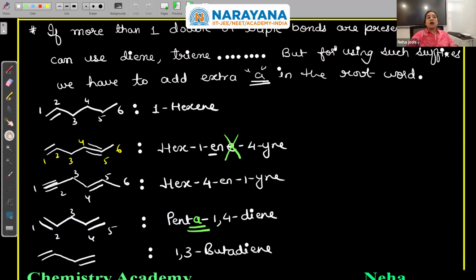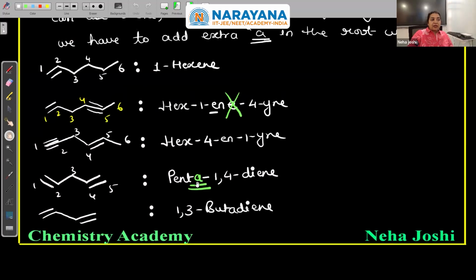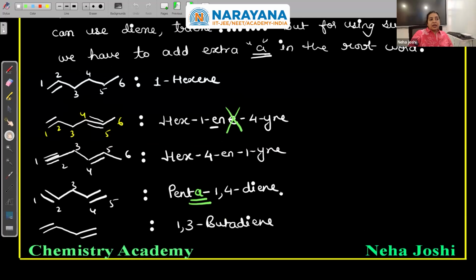But for using such suffixes, we have to add an extra a in the root word. Like see, you are already habituated to the word butadiene. And 1,3, why don't you call it butdiene? No, you call it buta. So you always add an extra a in the root word when you have following suffixes like diene, triene, di, tri, etc. Then you add this extra a in the root word. Is that clear? See, penta-1,4-diene, like that.